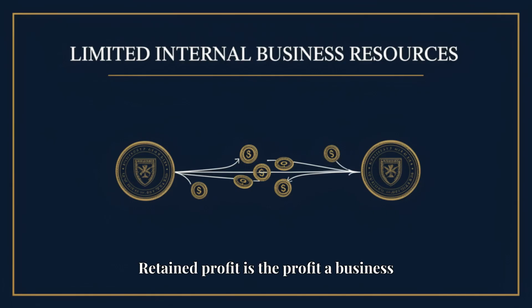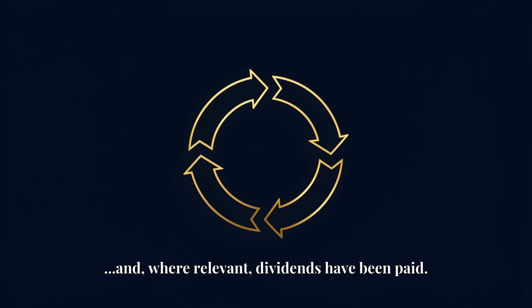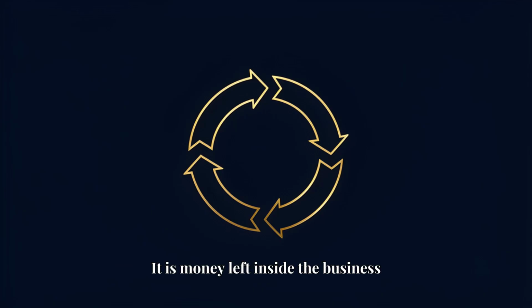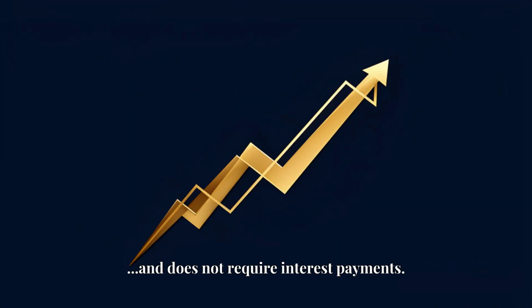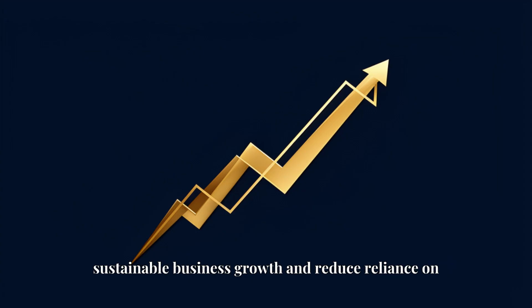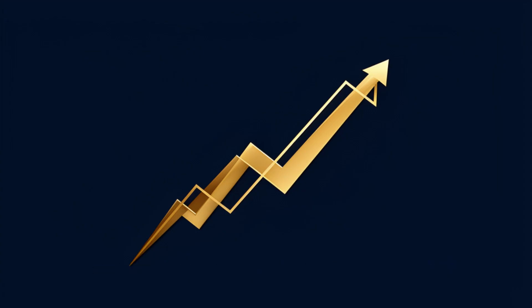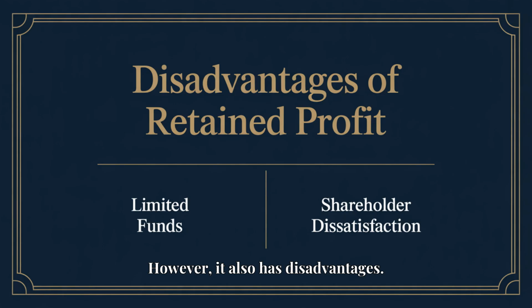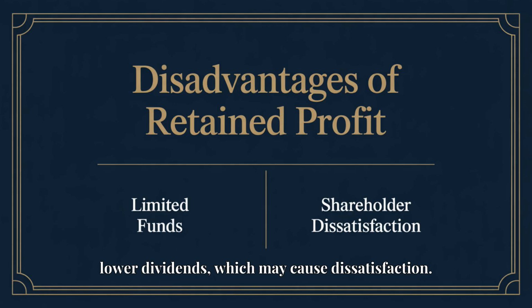Retained profit is the profit a business keeps after expenses, and where relevant, dividends have been paid. It is money left inside the business for future use. One advantage of retained profit in the short term is that it is often available immediately and does not require interest payments. In the long term, it can support sustainable business growth and reduce reliance on external lenders. However, it also has disadvantages. In the short term, the amount available may be limited. In the long term, shareholders may receive lower dividends, which may cause dissatisfaction.